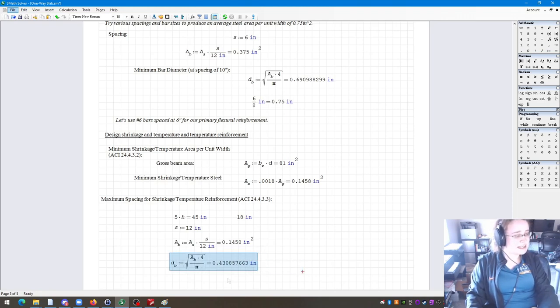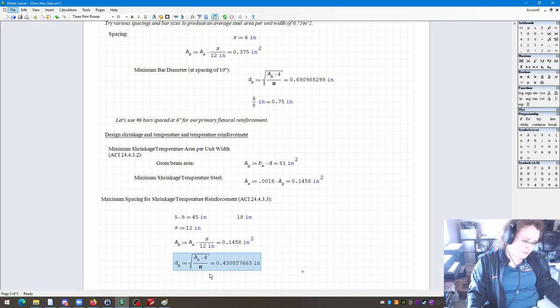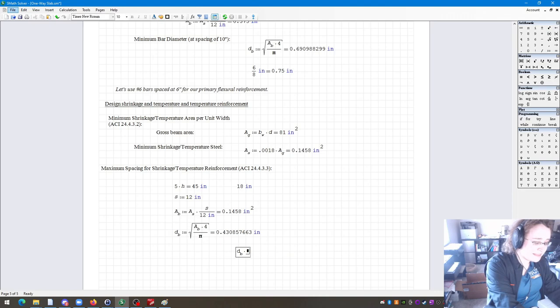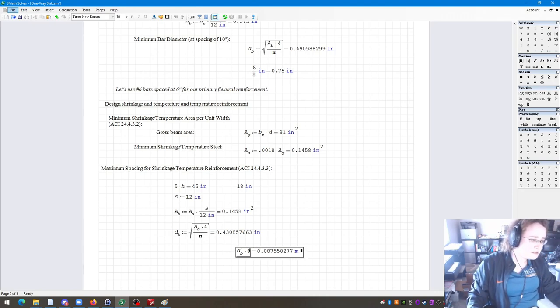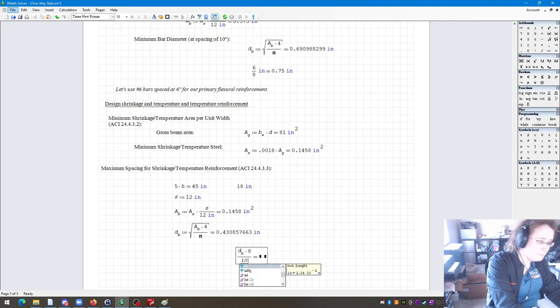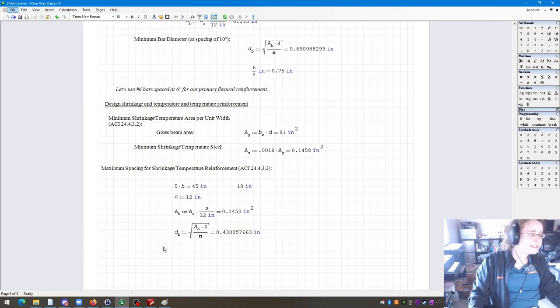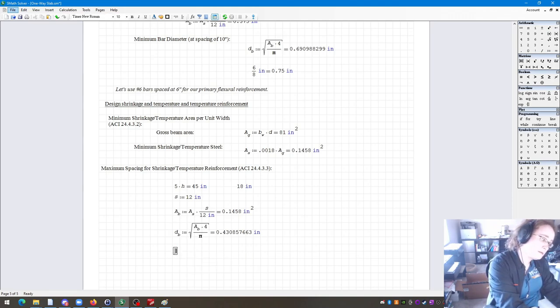In that case, the bar size required is 0.43, and that would be in eighths. If I multiply that by eight, I can get a bar size, and divide by inches, maybe. So a number 4 bar would work, because that would be 4 eighths. Yeah, so I think we could just use a number 4 bar for minor steel. Use number 4 bars spaced at 12 inches on center.